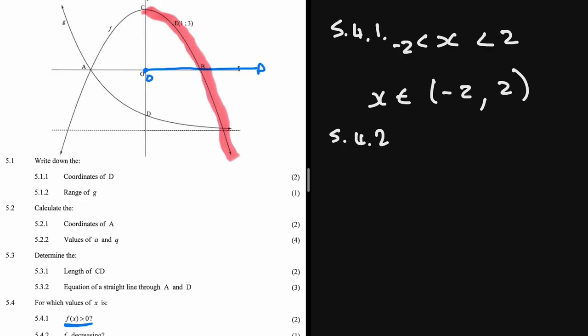So you're going to say the graph of f is a decreasing function for all the values of x that are greater than 0. Or you can just say x is an element from 0 to positive infinity. So that is how you can represent that.